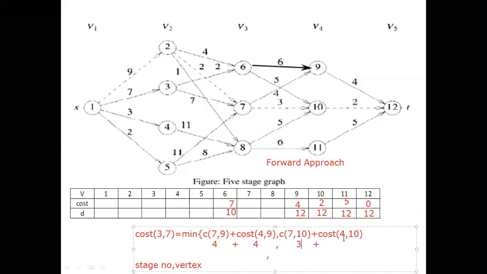Right? Then cost of 4 comma 10. What is the 10 value? It is 2. What is the value that will come? 4 plus 4, it is 8. 3 plus 2, it is 5. Which is smallest? 5 is smallest or 8 is smallest? 5 is smallest, no doubt. 3 comma 7.